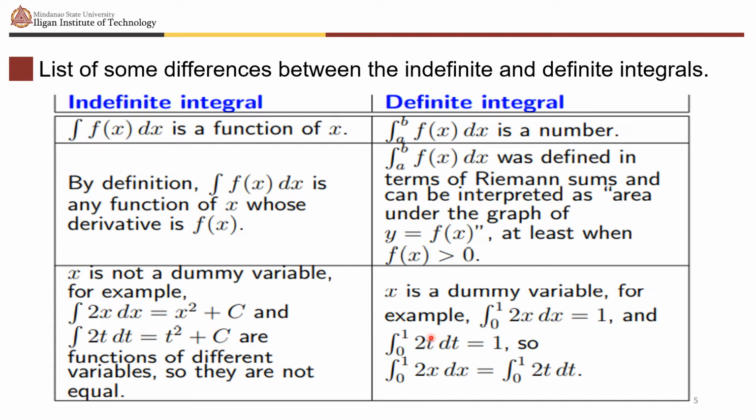Whereas for the definite integral, x is a dummy variable. For example, the integral from 0 to 1 of 2x dx equals 1, and the integral of 2t dt from 0 to 1 is equal to 1. So, the integral of 2x dx from 0 to 1 is equal to the integral of 2t dt from 0 to 1.